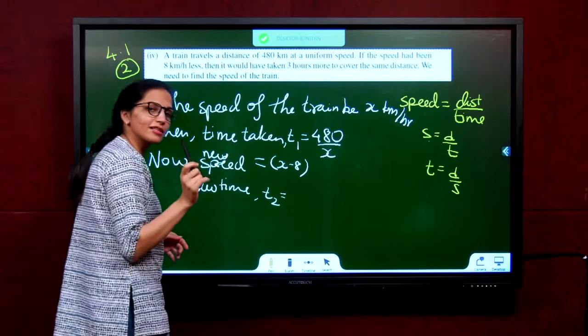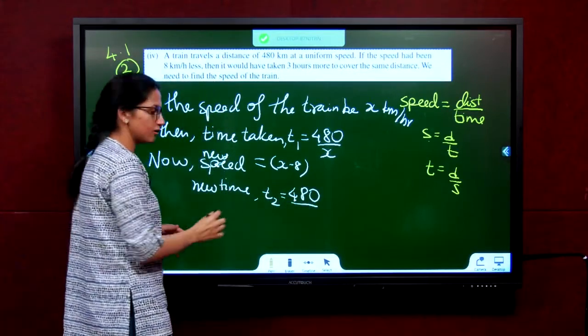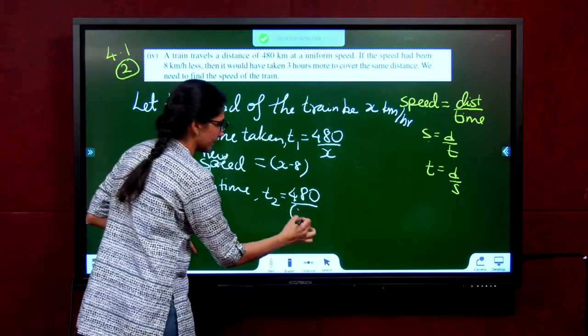Distance by speed. Did the distance change? No, it is still 480. What is the new speed? X minus 8.